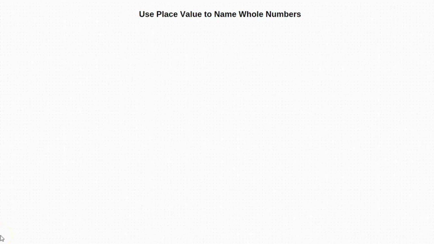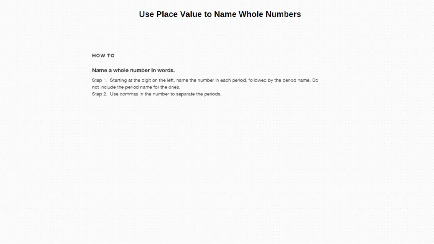So here is a step-by-step process on how to write a number in words. When you write a number in words, we first write the number in each period followed by the name of the period without the S at the end. Therefore, we start with the digit at the left, which has the largest place value. The commas separate the periods. So wherever there is a comma in the number, we write a comma between the words. And one important thing is we do not include the period name for the ones, which has the smallest place value.